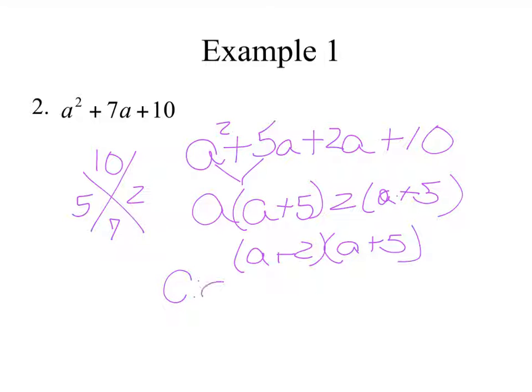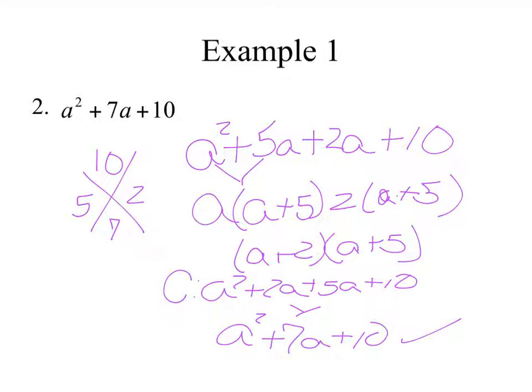Checking by foiling, I have a squared plus 2a plus 5a plus 10. Middle two terms add together and get a squared plus 7a plus 10. That matches what I started with, so my answer will in fact check.